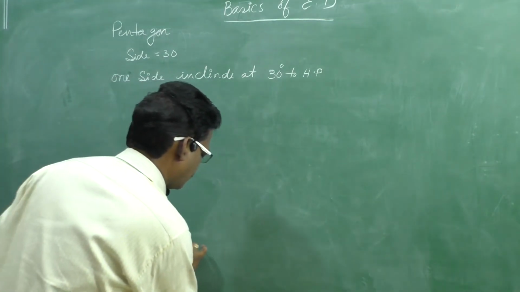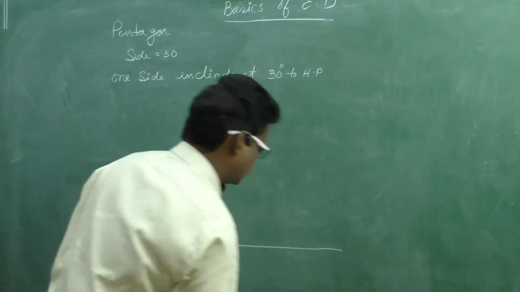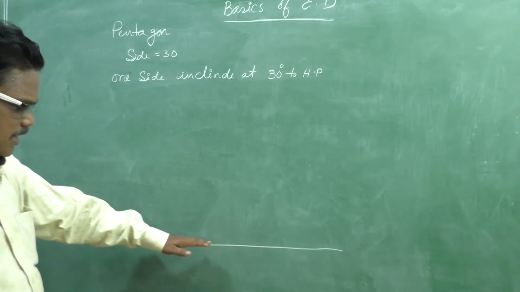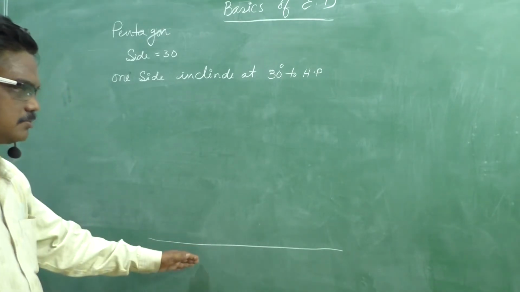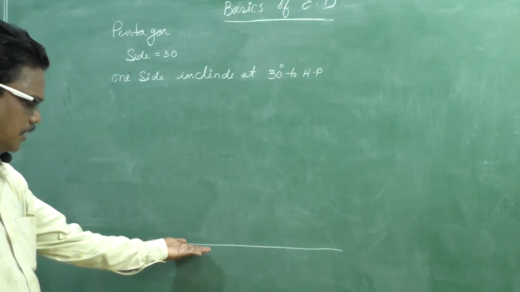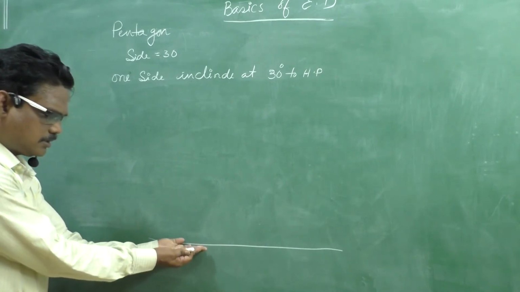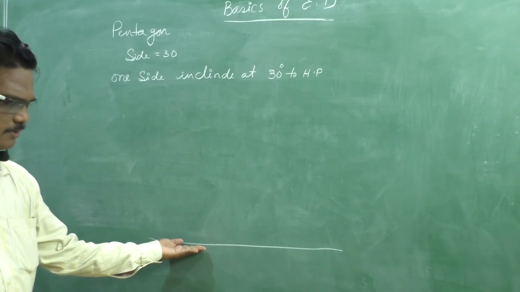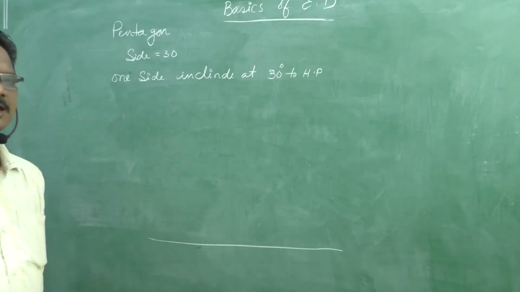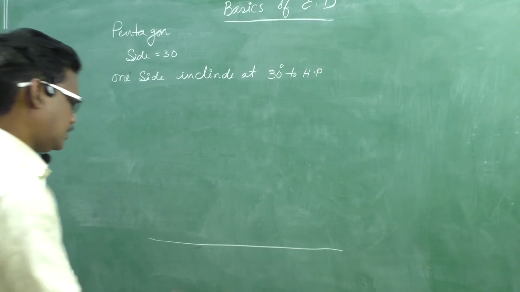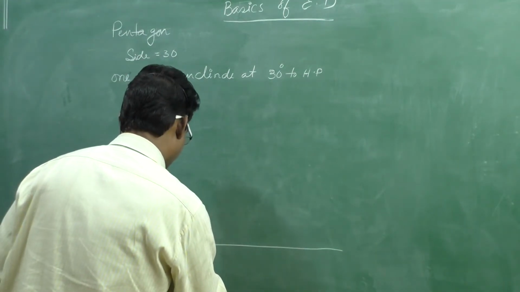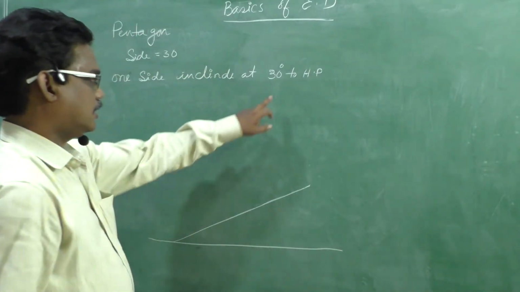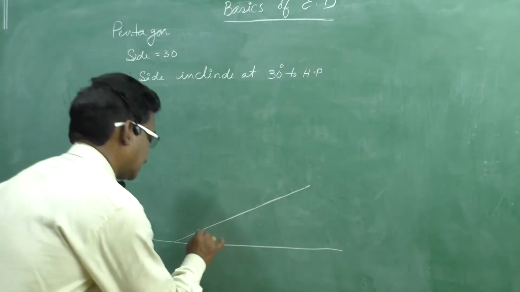See, first draw a horizontal line. This is a reference line. Okay. This line is parallel to HP. That means this is a plane. If we consider a lengthy plane of infinite dimensions, in the front view it looks like a line only. Okay. Now with reference to this, consider a line at an angle of 30 degrees.